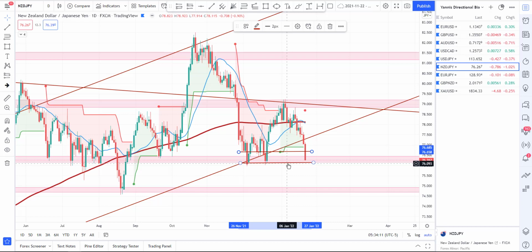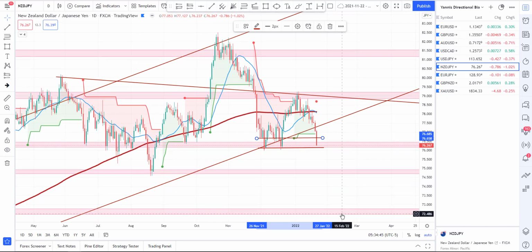So despite the fact that my bias for the Kiwi Yen remains bearish, I will still be waiting to see a confirmation: a close below that area going further down, a retest going slightly up, and then a significant bearish candle, which would validate the next move down. First target around 74.50, and 72.50 for me would be the real target.